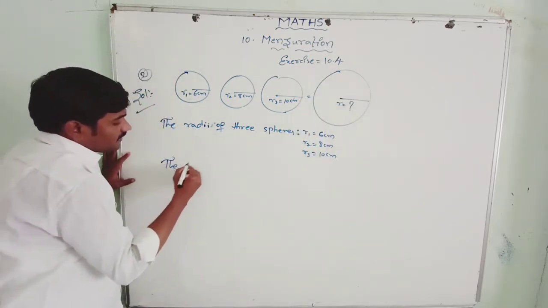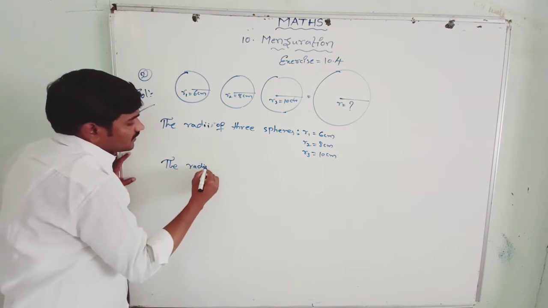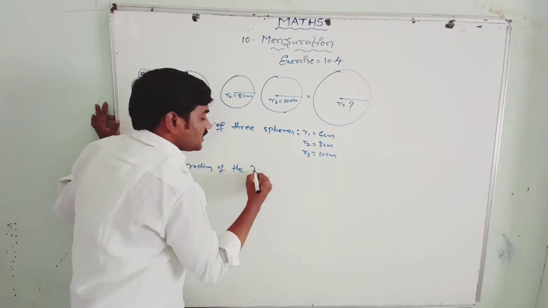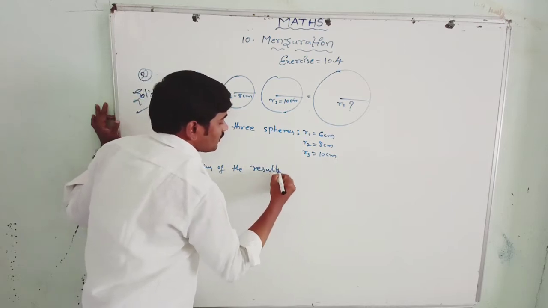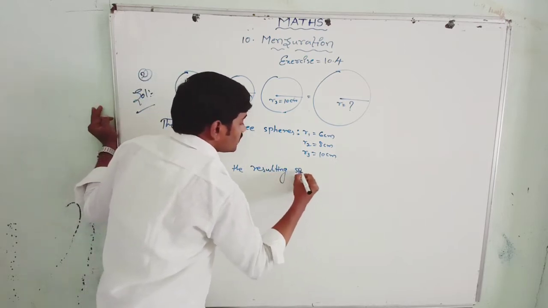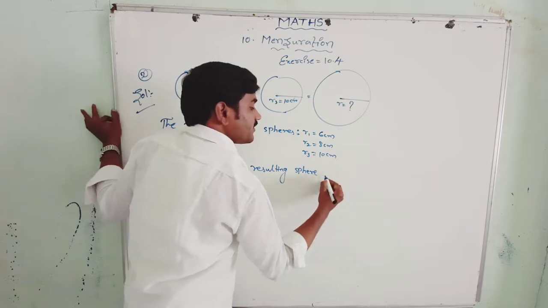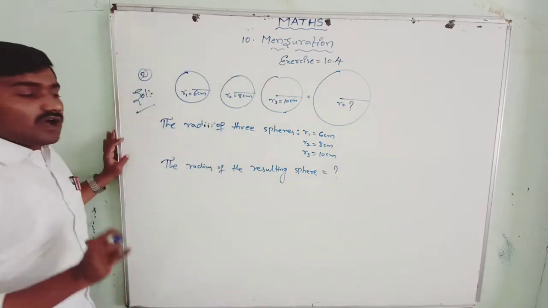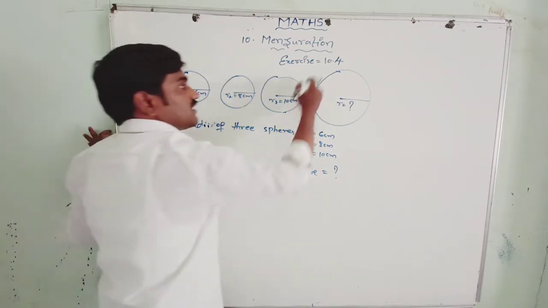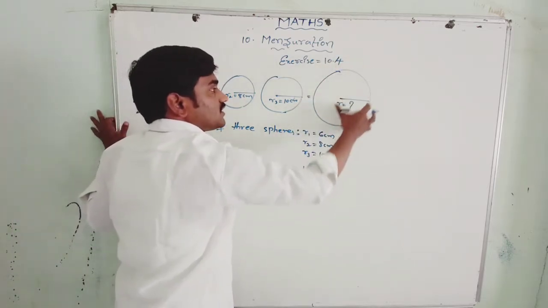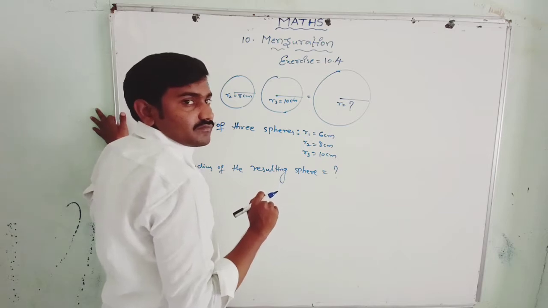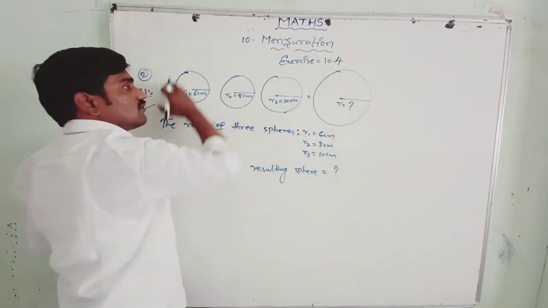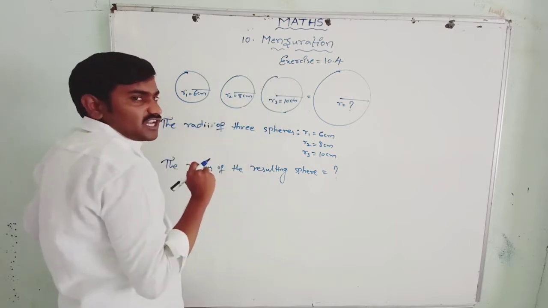We have to find the radius of the resulting sphere, the bigger one. Simple. How can we find out? The volume of the resulting sphere, the bigger sphere, is equal to the volume of these 3 smaller spheres.